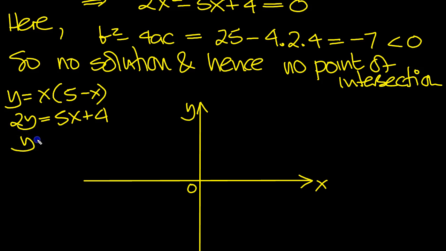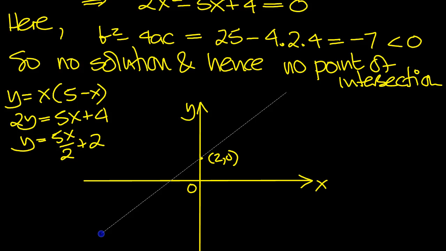If we just divide by 2, y equals 5x over 2 plus 4 over 2, so the intercept is 2, at 0, 2. It's a straight line of gradient 5 over 2, which is 2.5. So let's draw a straight line then. Try and draw as best I can. So draw like that. Should be a bit steeper really, because it's of gradient 2.5, and this is the line y equals 5x over 2 plus 2.